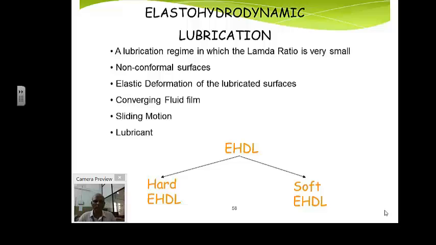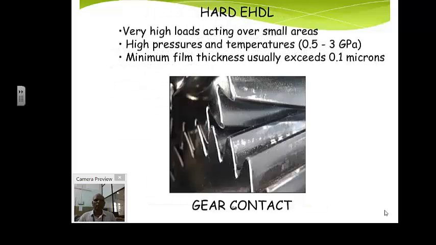Elasto-hydrodynamic lubrication has two classifications: hard EHL as well as soft EHL. Most of the anti-friction bearings, gear contacts, cam contacts, etc., operate under hard elasto-hydrodynamic lubrication. There are high loads acting over small areas, high pressures and temperatures. The pressures are of the order of a few gigapascals. The minimum film thickness usually exceeds 0.1 micron, but will be much less compared to full film lubrication.